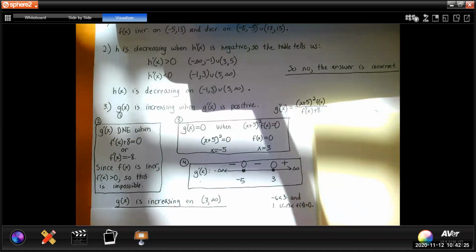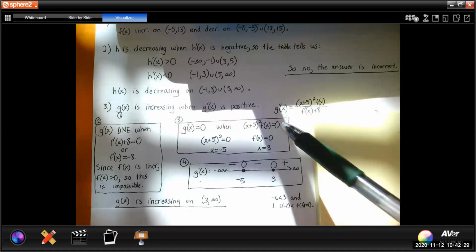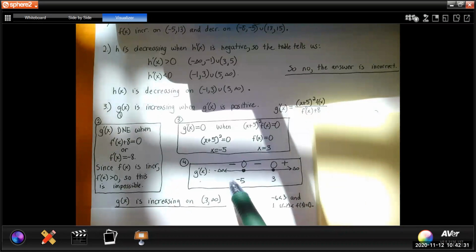So I used the information I had about g prime specifically, to make a number line here where I kind of sorted out the sign of g prime. So g prime is negative from negative infinity to negative 5, negative from negative 5 to 3, and positive from 3 to infinity. Since it's positive from 3 to infinity, I knew that g of x is increasing on the interval from 3 to infinity.